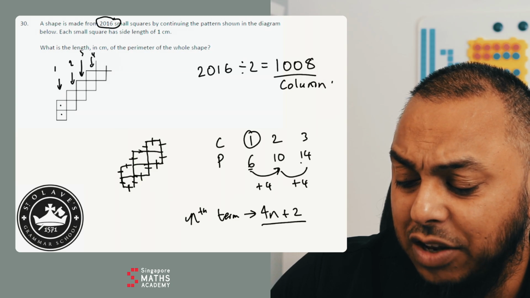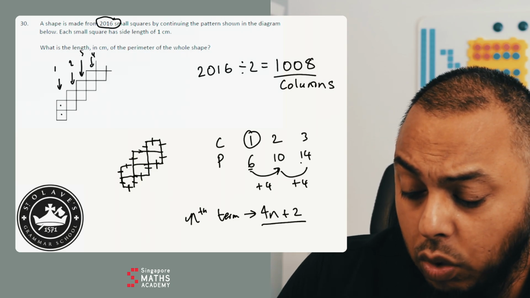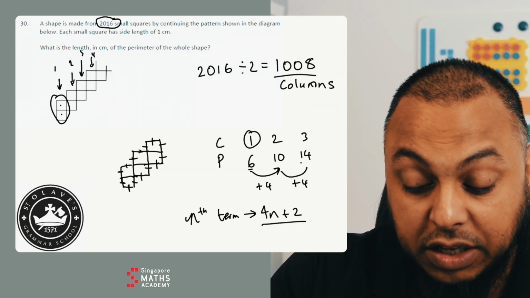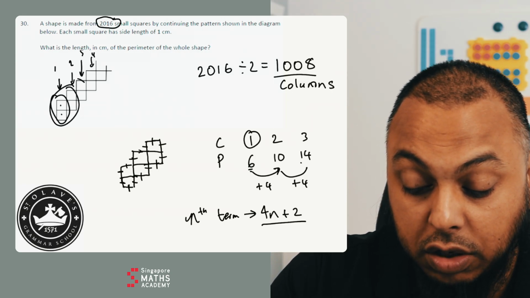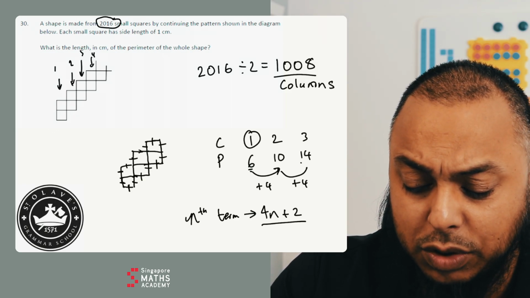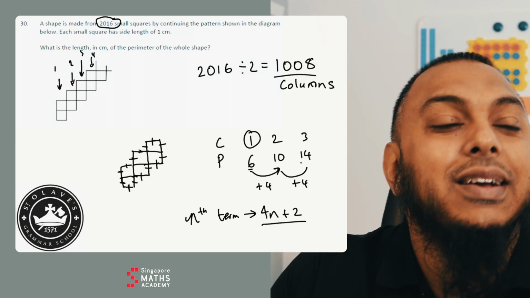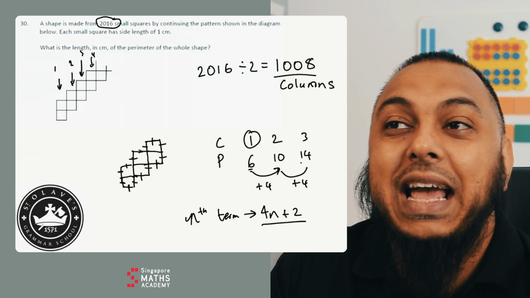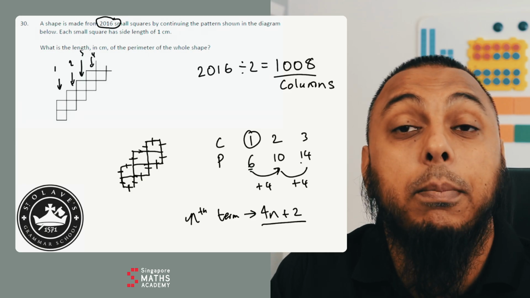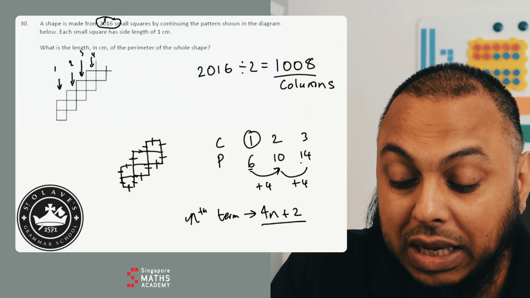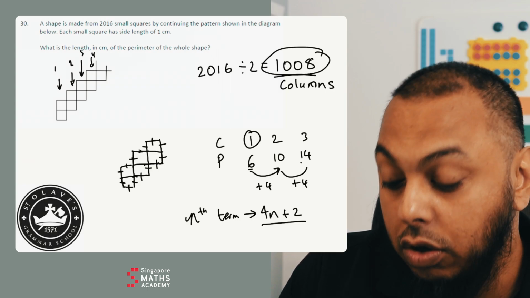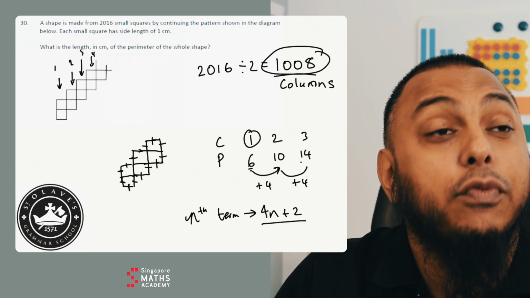Does that make sense? Can you see why? Because with column 1, if there was just one column, there's 2 squares. If there's 2 columns, there's 4 squares. If there's 3 columns, there's 6 squares. If there's 4 columns, there's 8 squares. That means the number of columns times 2 gives us the number of squares. So if the number of squares is 2016, there must be half of 2016, which is 1008 columns. Right, now I've got the number of columns.